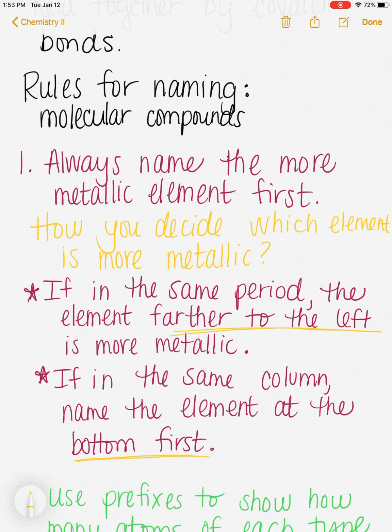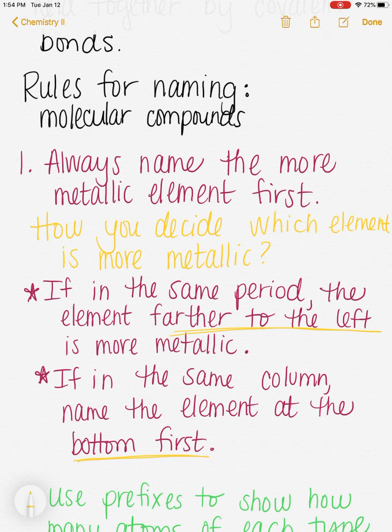The first thing that you must keep in mind for naming molecular compounds is that you always name the more metallic element first. And that might seem kind of strange because I had just said that you're working with two nonmetals. So they're both nonmetals, but how do you decide which one is the more metallic out of the two? Essentially think of it as which one is closer to the metal side of the periodic table, which, remember, metals are on the left side of the periodic table.